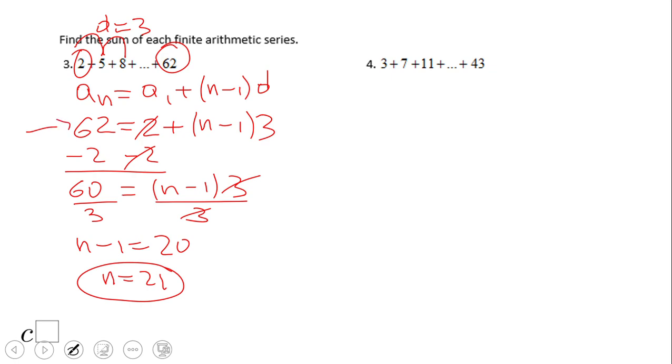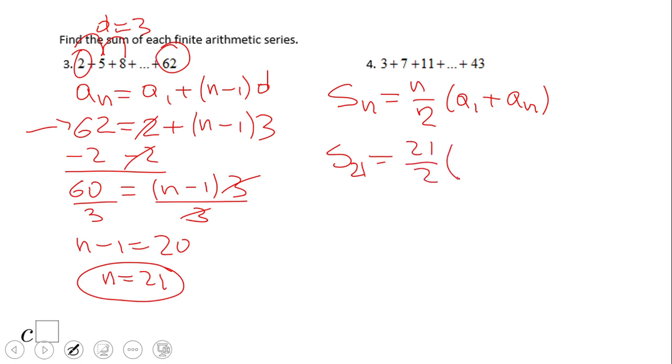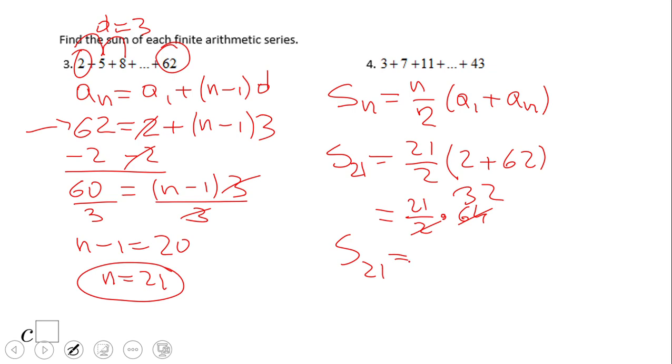So now we know the number of terms, so we can go to the formula we had in the previous line, Sn equals n over 2 times a sub 1 plus a sub n. In this case, we have S21, 21 terms in this partial sum. 21 over 2 times the first term, 2, plus the last term, 62. So we have 21 over 2 times 64. We can simplify and then use a calculator. 21 times 32 will be 672.